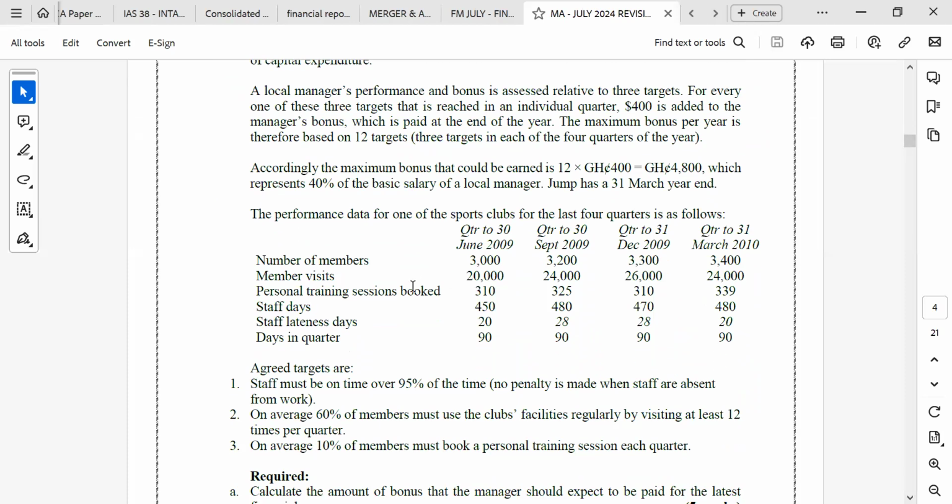But let's come here. What are the targets? Staff must be on time over 95% of the time. No penalty is made when staff are absent from work. Okay, what are staff days?